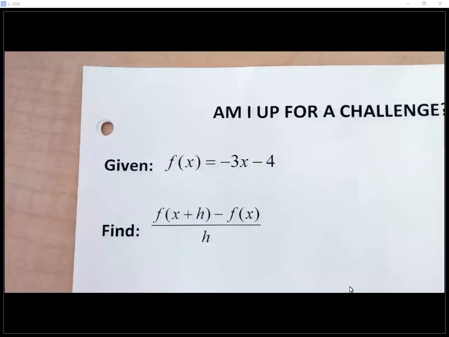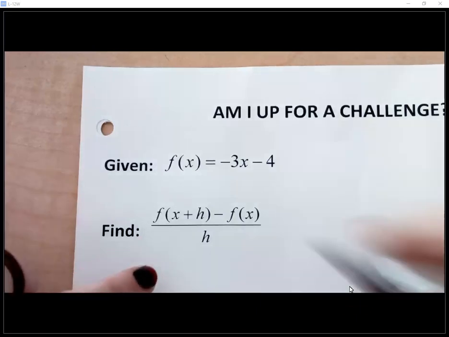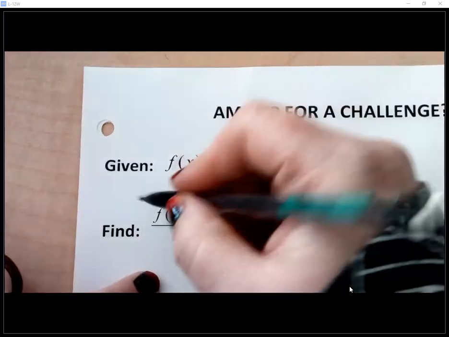So the difference quotient, as I mentioned, you're actually going to use that quite a bit in pre-calc and calc. So this is actually right here. This is the thing called the difference quotient.